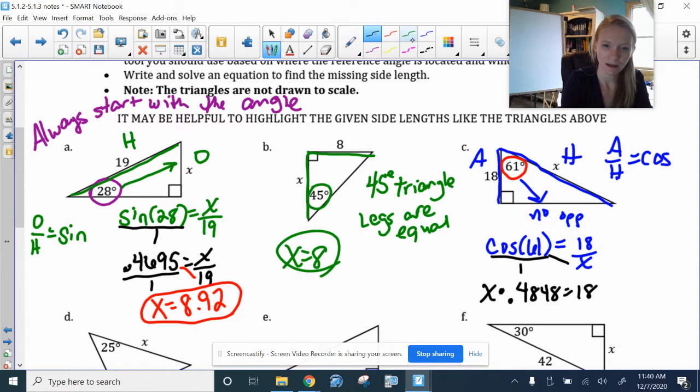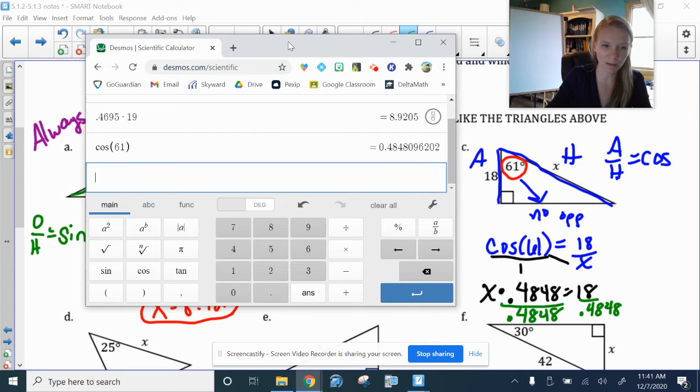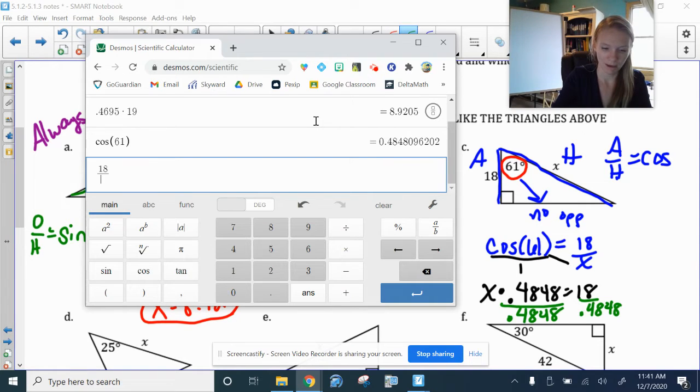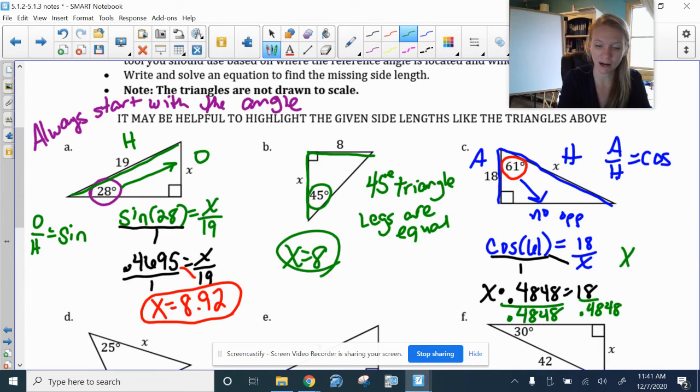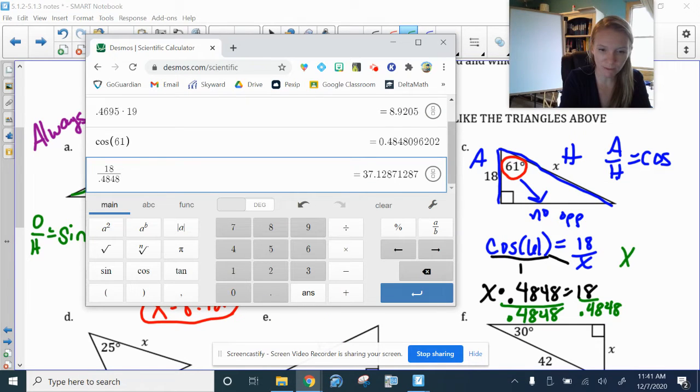Equals 18. And then we would have to divide to get x by itself. So we'd have to divide by that decimal. And part of the reason we're going to divide by that decimal is because the hypotenuse should be the biggest side. So if I do 18 divided by 0.4848, I get a larger number, which is what should happen because our hypotenuse should be the biggest side of that triangle. So I've got 37.13.